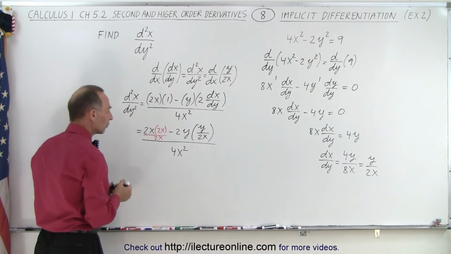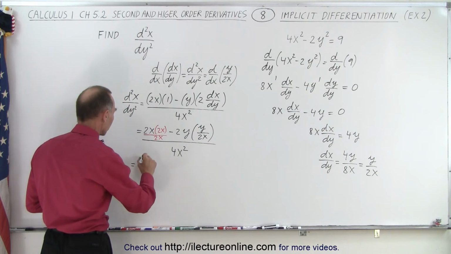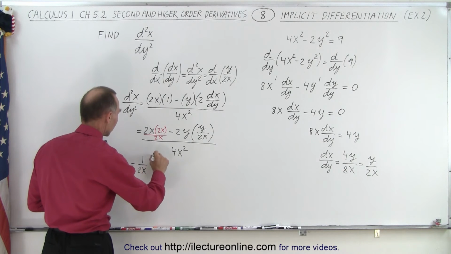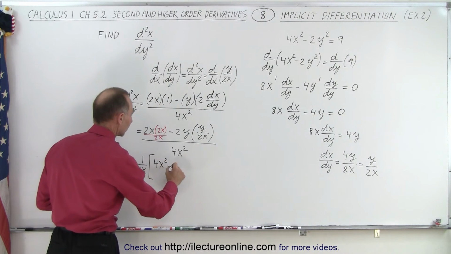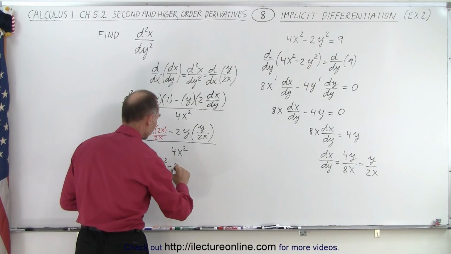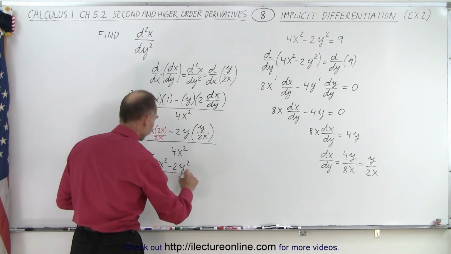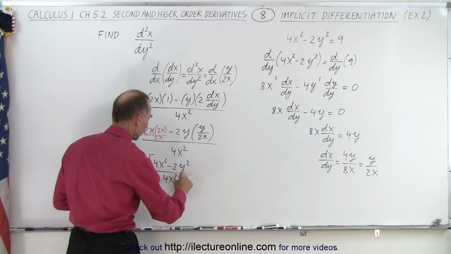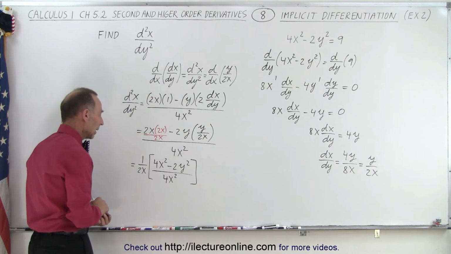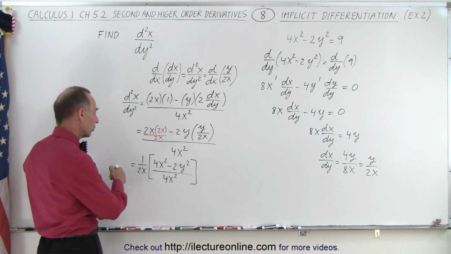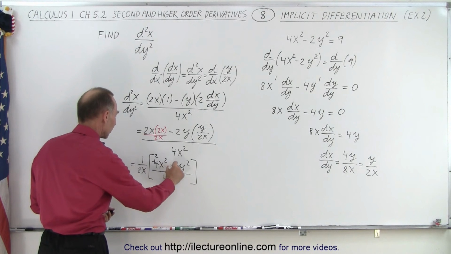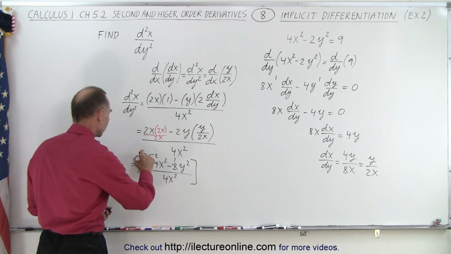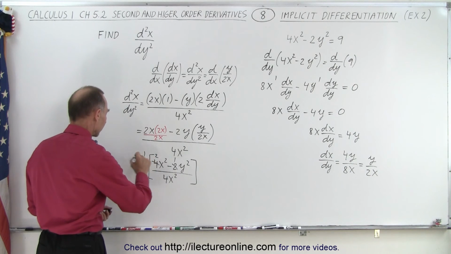So now we can pull the 1 over 2x out. So this is equal to 1 over 2x times 4x squared minus 2y times y, which is minus 2y squared, all divided by 4x squared, like this. And I guess I could have pulled out a 2 as well. So let me do that. So this becomes 2, this becomes 1, and I put a 2 over here. And then the 2's cancel out.